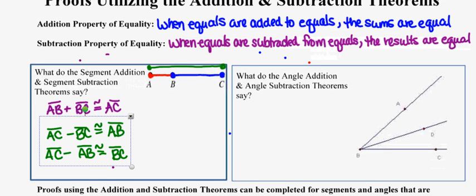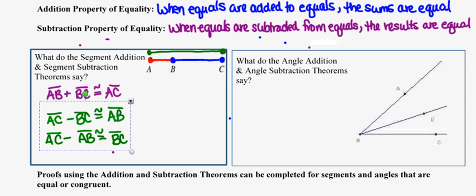As far as how this looks as it pertains to angles, again, I'm going to color code. I'm going to make that first one purple and call it angle 1. And I'm going to make the second one blue and call it angle 2. If I were to put angle 1 together with angle 2, the result that I get would be the larger angle, which is angle ABC.